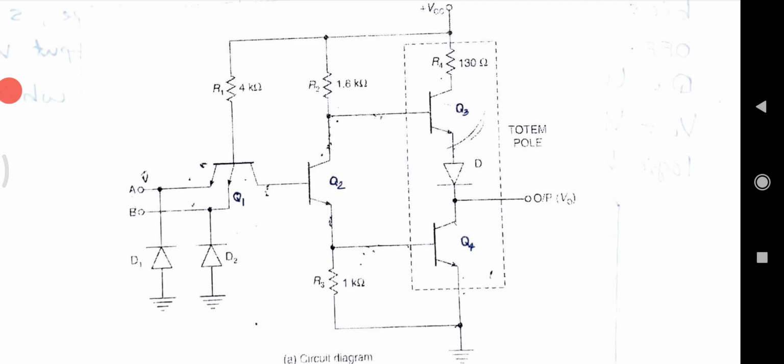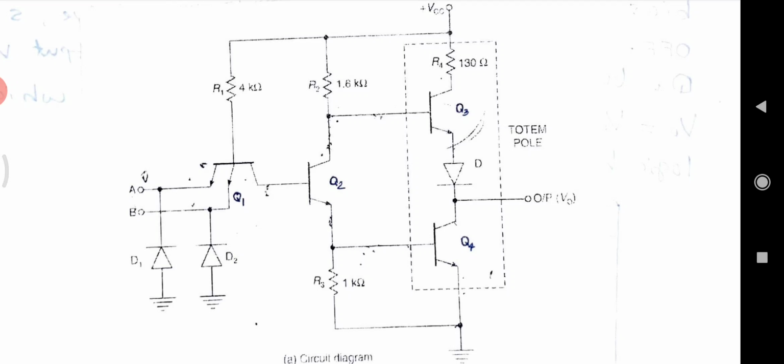If A or B or both are low, the corresponding base emitter junctions are forward biased and the collector base junction of Q1 is reverse biased. Base of Q1 is at 0.7 volt, which cannot forward bias the base emitter junction of Q2. Q2 turns off, Q4 does not get the base drive, so Q4 turns off.